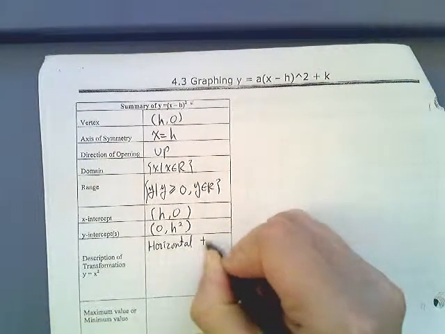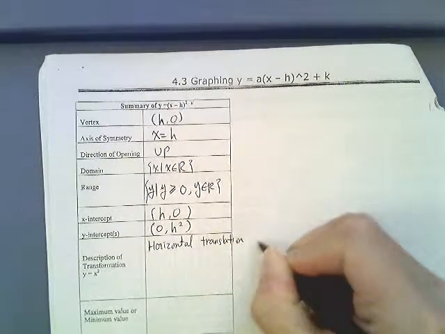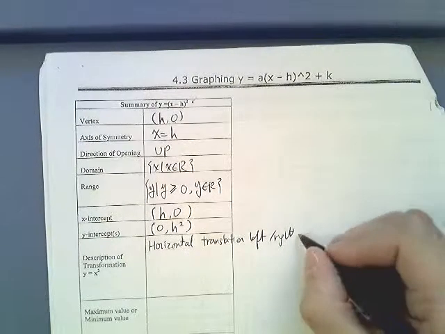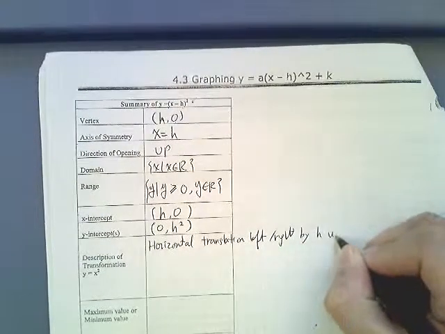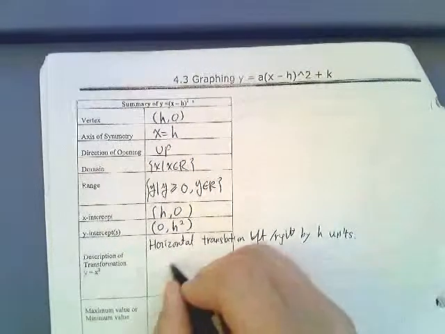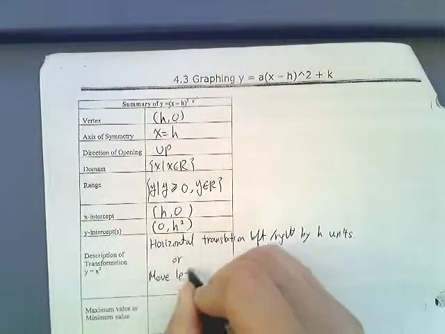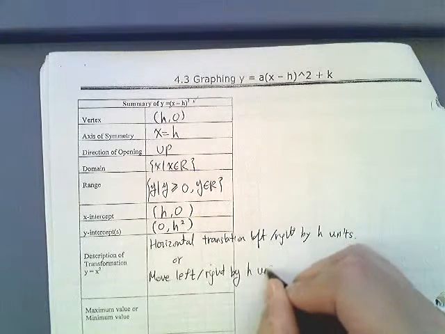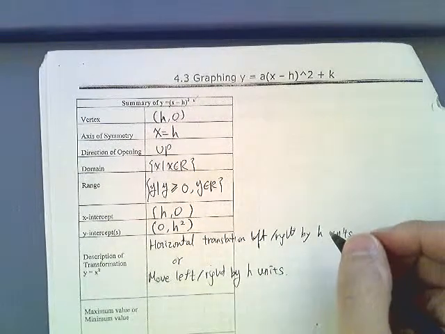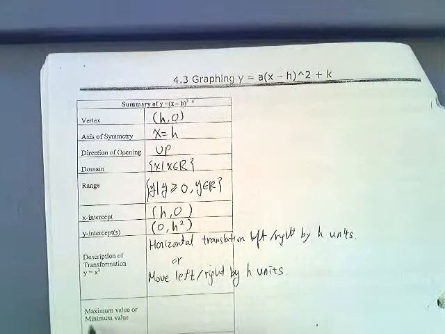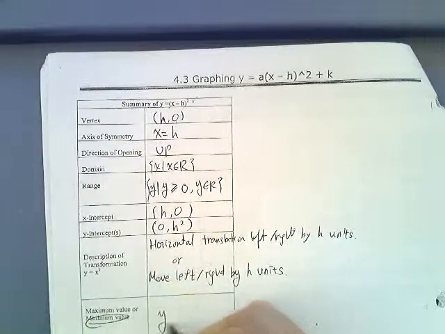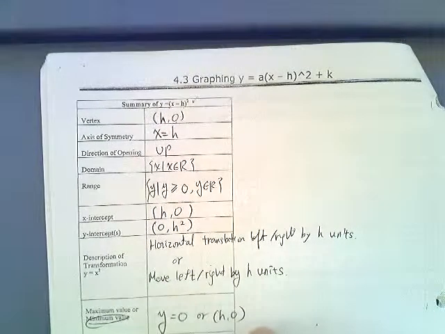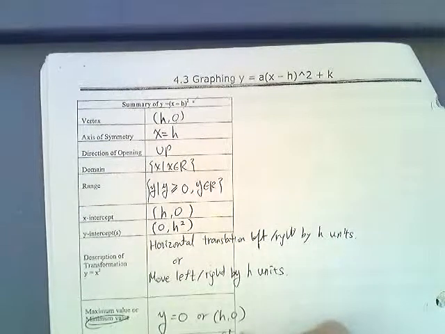Description will be horizontal translation, either left or right by h units. Or you can say just move left or right by h units. Now, minimum or maximum value: well, we have up, so we will have a minimum value, and we can say it's 0. When does it occur? When x is h, or you can say at h comma 0.